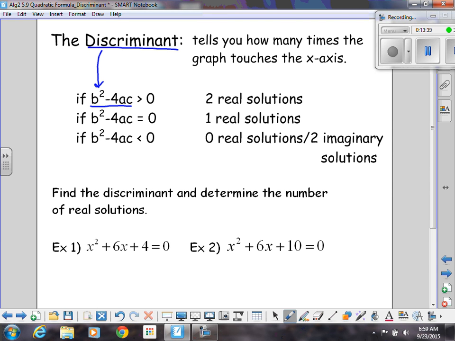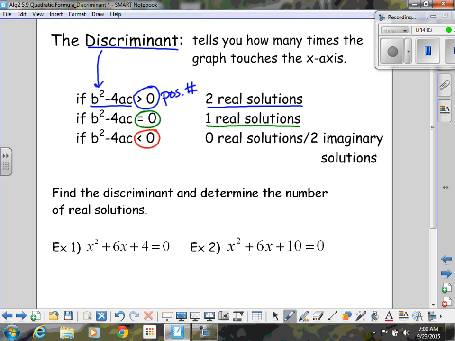If that number underneath the square root is greater than 0, meaning it's a positive number, then we know we're going to have two real solutions. If that number underneath the square root is exactly equal to 0, then we know we're going to have just one real solution. And if that number underneath the square root is less than 0, remember, less than 0 means it's a negative number, then we know we're going to have 0 real solutions, or in other words, two imaginary solutions.